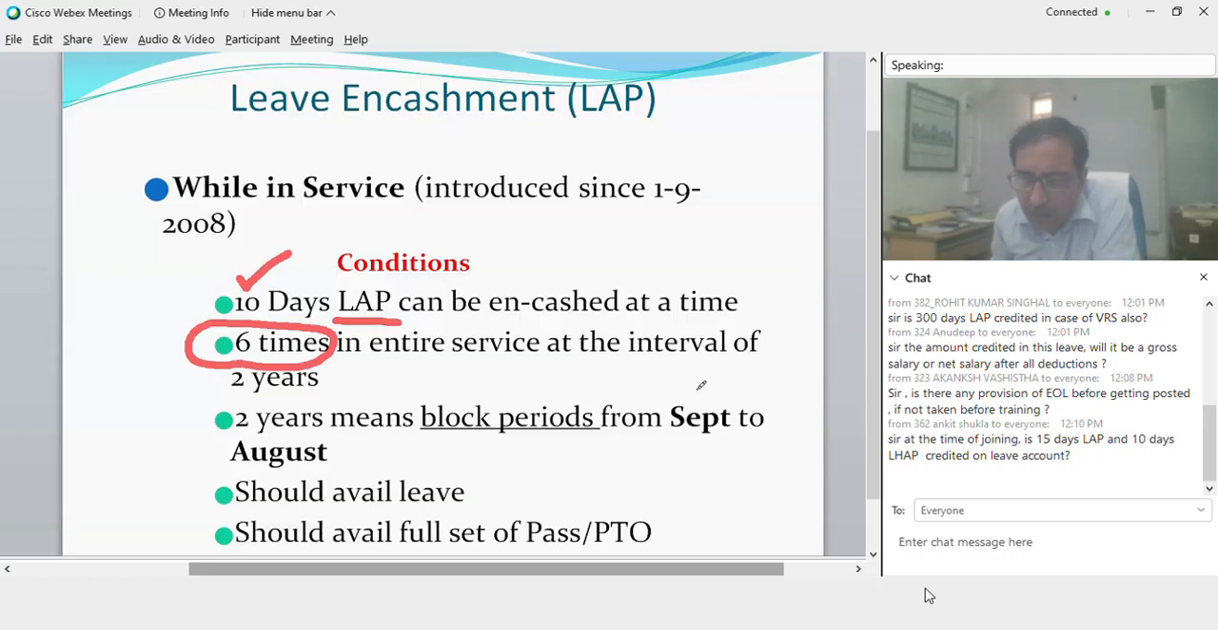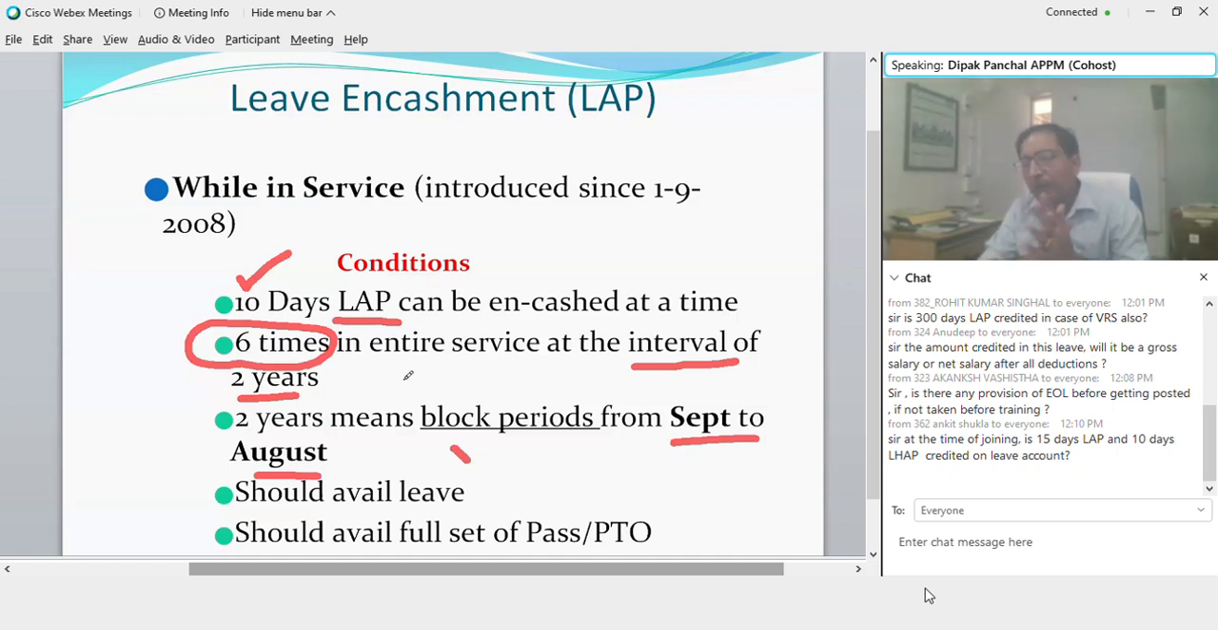And the interval for such encashment is 2 years. 2 years is to be counted from September to August. So right now, you are in a block period from September 2020 till August 2022. But it is always advisable to avail this benefit whenever your pay is considerably higher. Because right now you would be drawing only at the rate of 56,100.